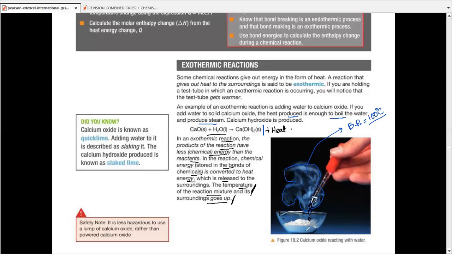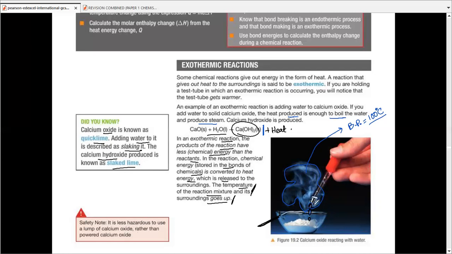Okay, so since we are talking about a specific reaction over here, calcium oxide is also known as quicklime. Adding water to it is known as slaking of lime. It produces calcium hydroxide, this stuff, and we call it slaked lime, right? Safety note: it is less hazardous to use a lump of calcium oxide rather than powdered.